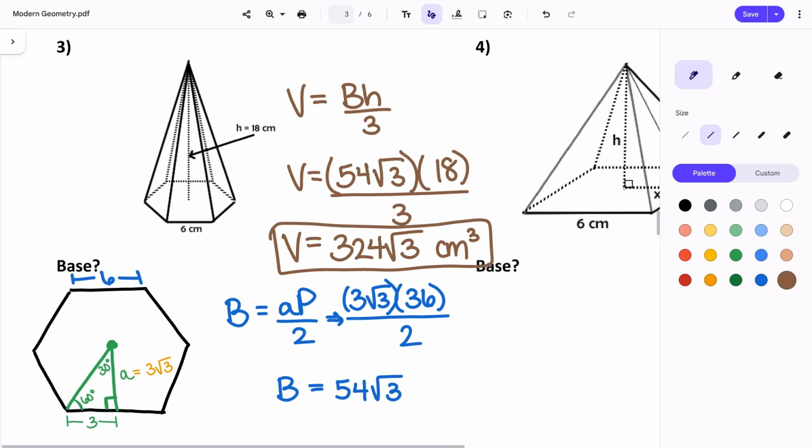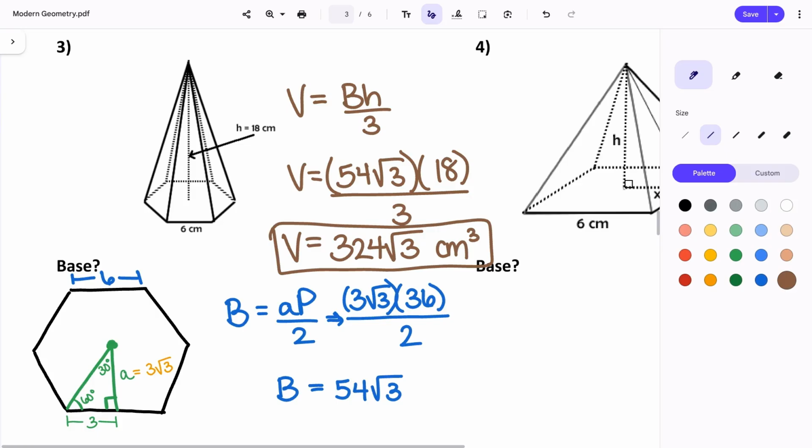Sometimes what students will do is they'll do all the work for B and then they forget to go back to do volume. They think that that's the answer and then they move on. So make sure you're reminding yourself that's a lot of work just to find B sometimes, but you're not totally finished. But like I said before, finding the base area is probably the most work-inducing part of the problem. Everything else should be pretty straightforward at plugging things in.